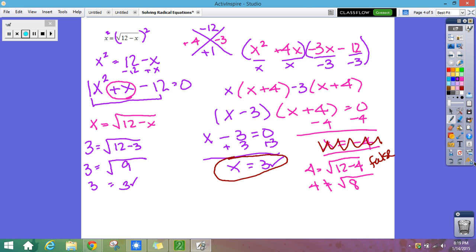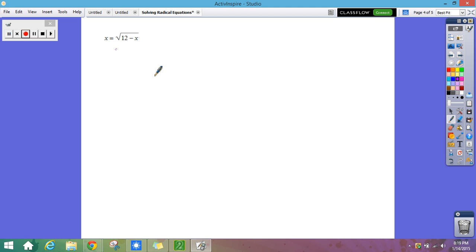Wow, that's a busy slate screen. There we go. All right, so on this one here, we have to start out by squaring both sides to get rid of the radical, and I end up with x squared equals 12 minus x. Now at this point, you're seeing that this is a quadratic, so we solve quadratics by setting the equation up equal to 0. So that means we're going to add x and subtract 12.